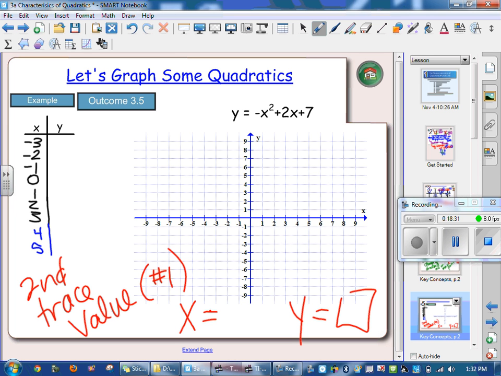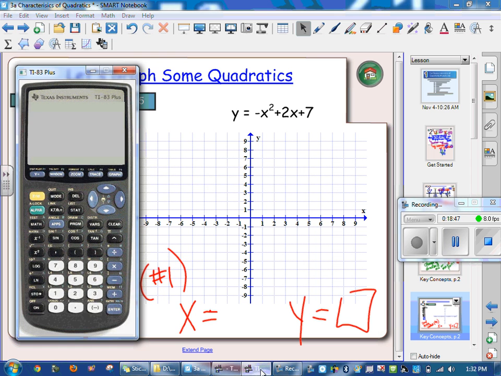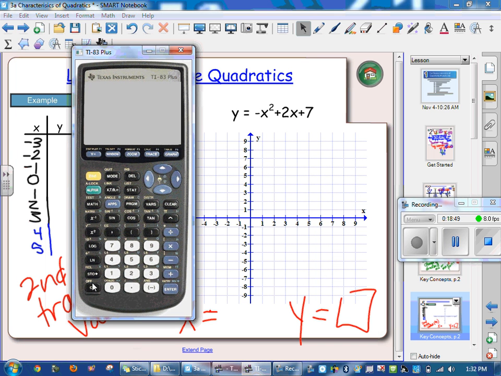Now maybe I just suck at substituting. Maybe I'm not very good at it. I get my negatives and positives all mixed up. So I need to put it in my calculator. So this is what we're going to do. Grab your handy-dandy calculators. We're going to turn it on, and we're going to open up our y equals. Let's put our new equation in. So we've got negative x squared plus 2x, now we have a plus 7 on the end. We're going to hit graph.